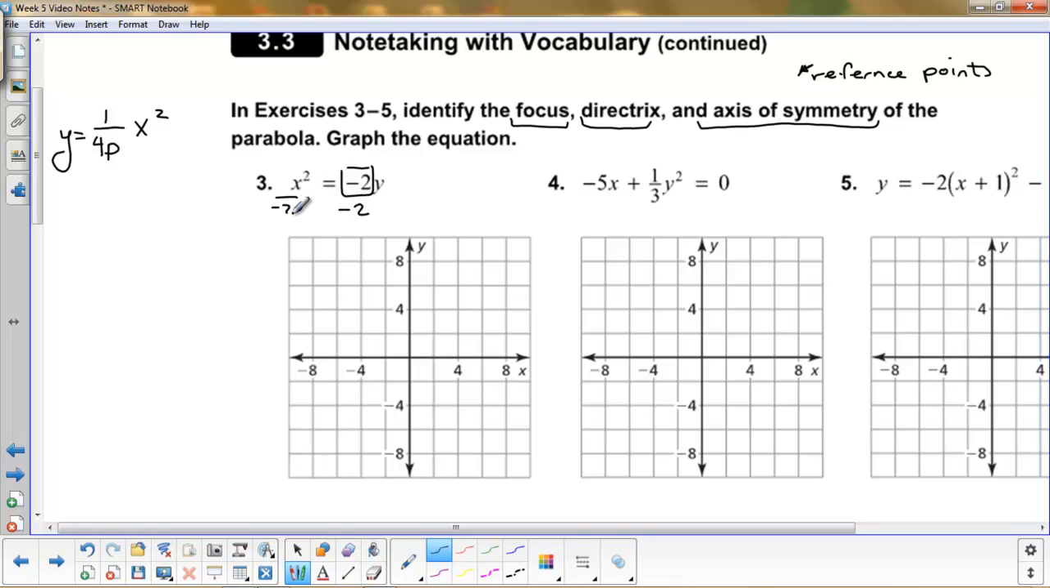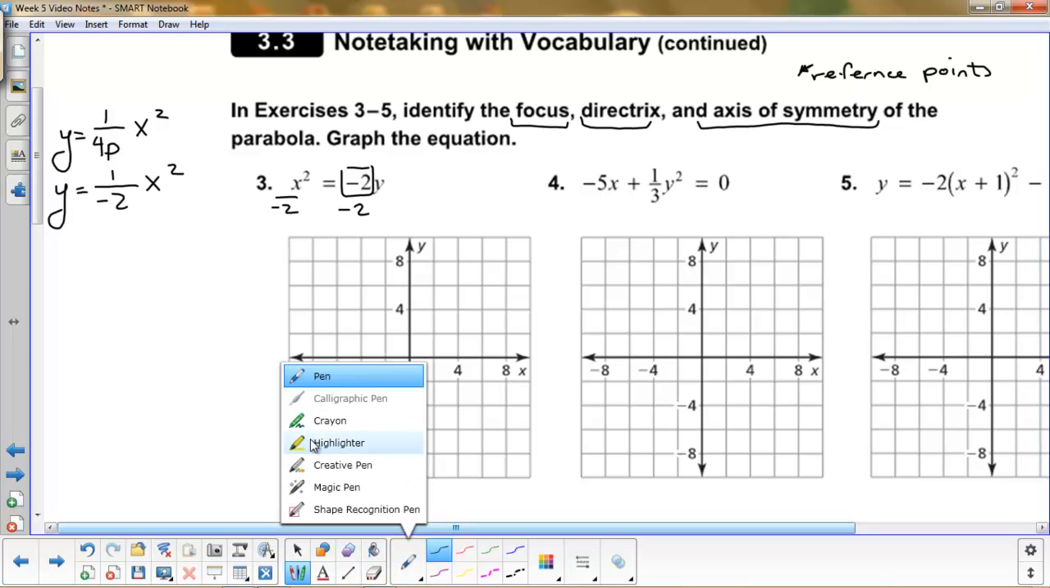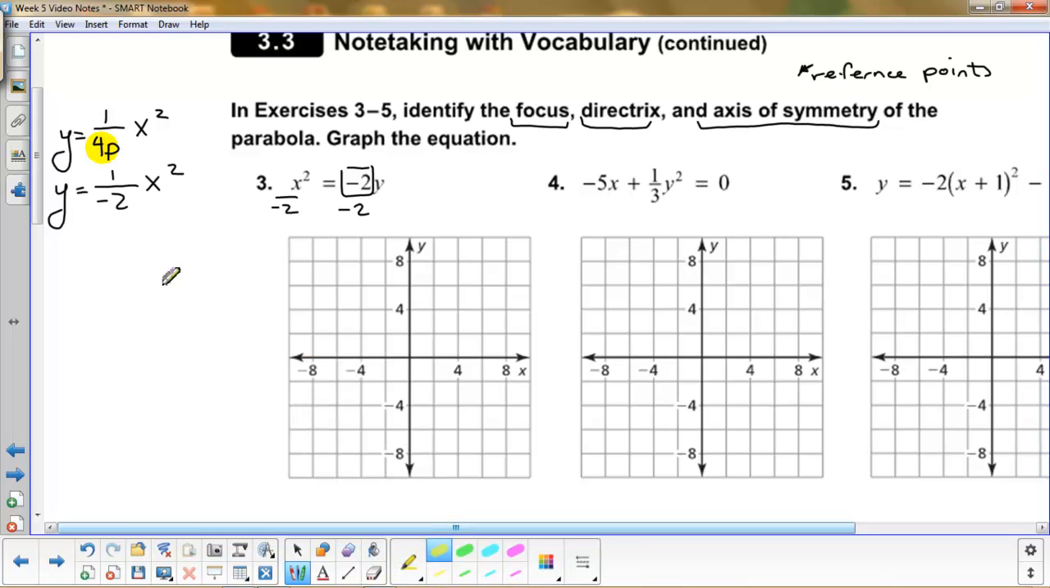It doesn't mean that I have to move it over here, but I'm going to, so that it's consistent. Divide by negative 2. Now what I'm going to do is I'm going to rewrite this over here so you can see how it lines up. So y equals 1 over negative 2 x squared. All right, so let me highlight it here so it becomes clear. The 4p is negative 2 in my problem. So that is the key to my exercise here. Now what we're going to do is pull that out and say 4p equals negative 2. And from there I'm going to solve by getting p by itself.